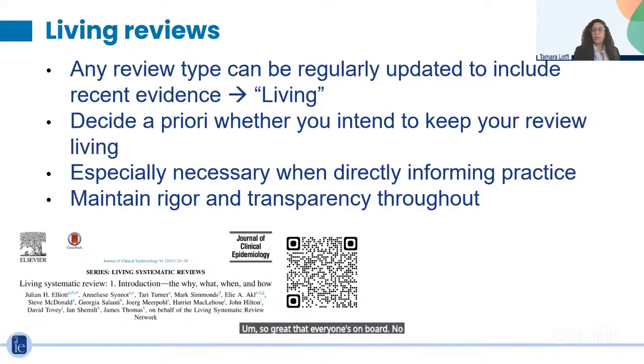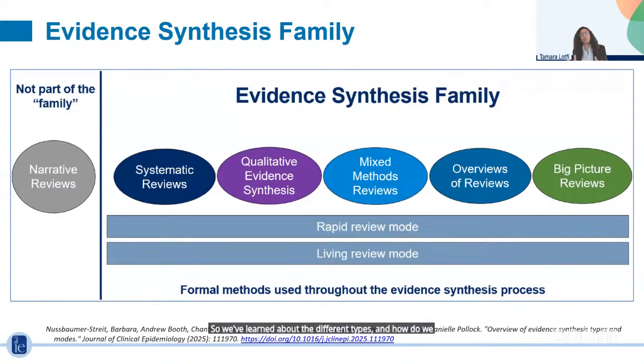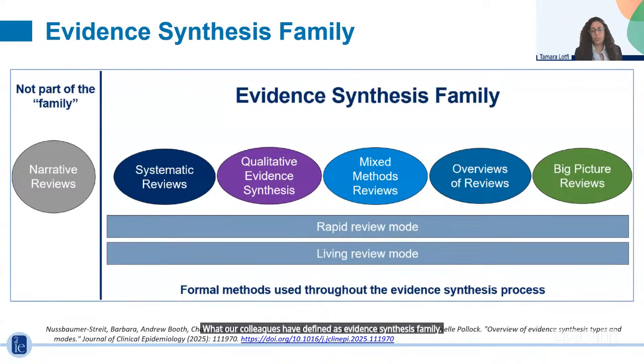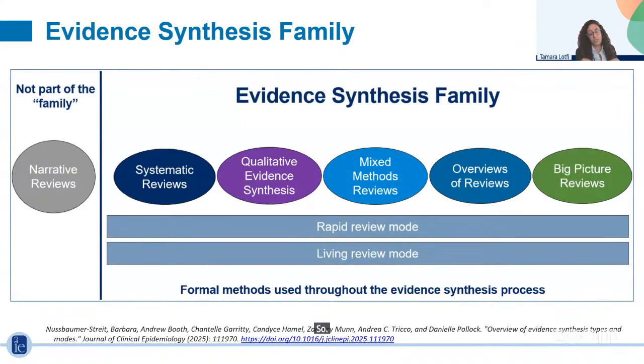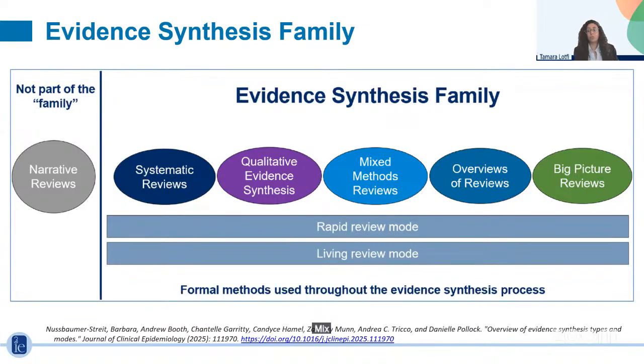Now, something else I wanted to share with you today was what our colleagues are calling the evidence synthesis family. So we've learned about the different types. Now, how do we put them all together? What our colleagues have defined as the evidence synthesis family is the overall group of systematic reviews, qualitative evidence synthesis, which is a systematic review of qualitative evidence, right, from its name. So it's a systematic review or an evidence synthesis where your eligibility criteria specifically includes study design and qualitative. Mixed methods reviews, overviews of reviews, and big picture review.